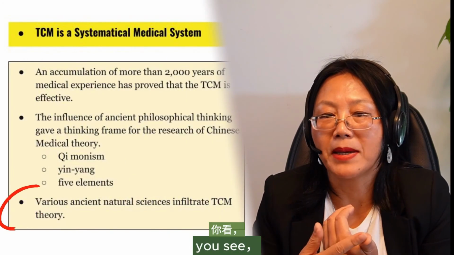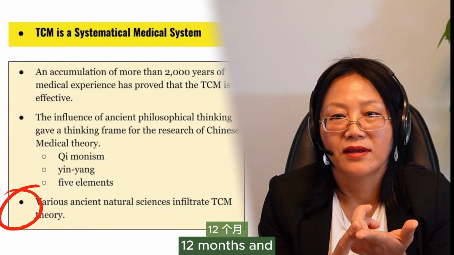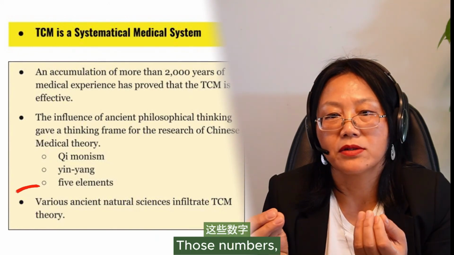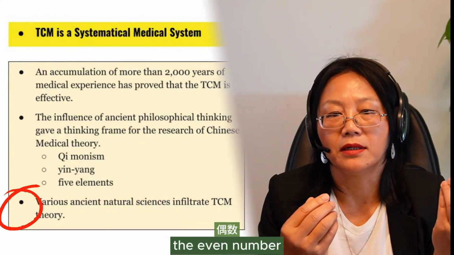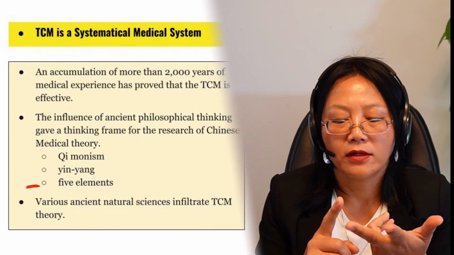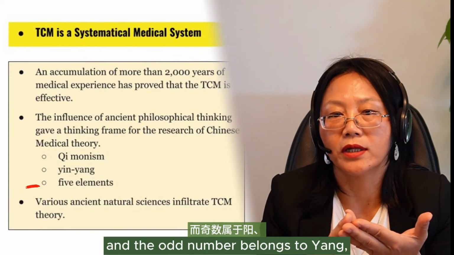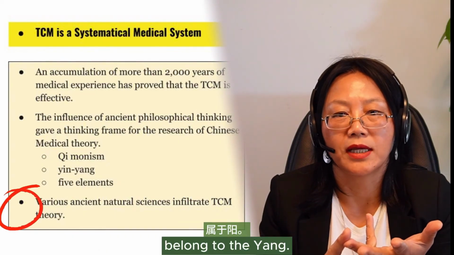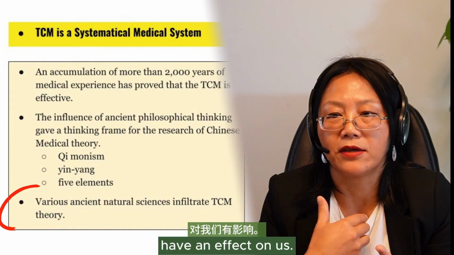In terms of mathematics, there are 4 seasons, 12 months, and there's a day and a night. Those numbers have a connection with us. Later we will know that the even numbers, like 2, 4, 6, 8, belong to yin. And the odd numbers belong to yang, like 1, 3, 5, 7. Using those numbers has an effect on us.